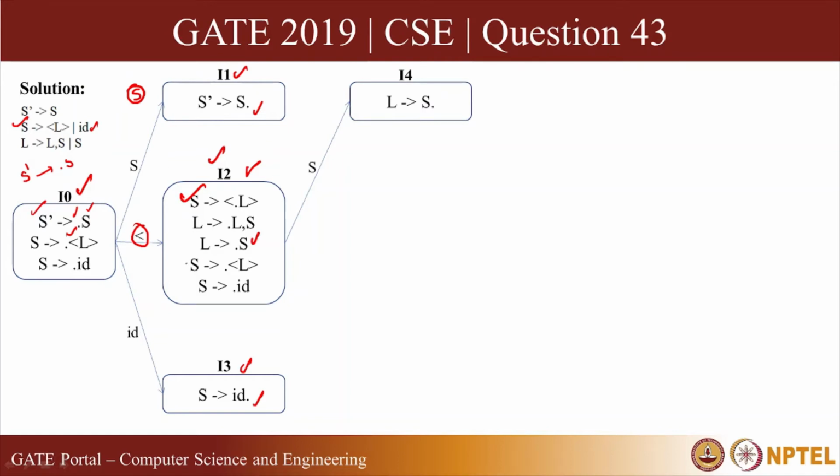First thing is that we have this L goes to S. We have this third production rule.